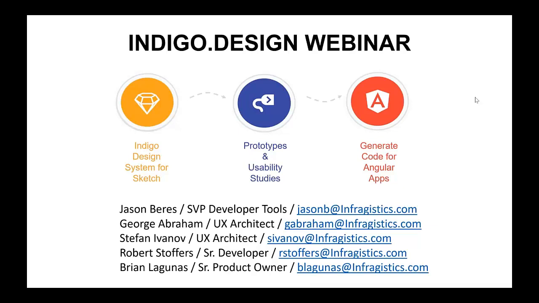Also with us is Robert Stofrus, who's a senior developer on this product. He's responsible for all the details in the code gen. And then Brian Lagunas is our senior product owner who covers all of these products and ensures that we're delivering the right thing down to customers, and also is intimately familiar with how we have built this code generation engine and then how we take things from Sketch into the cloud out into the experience inside of Visual Studio Code.